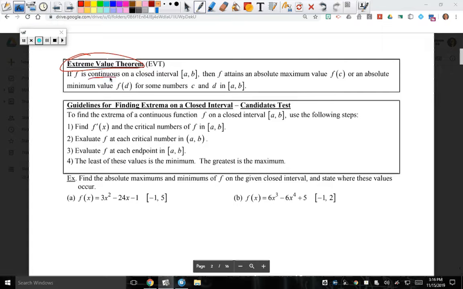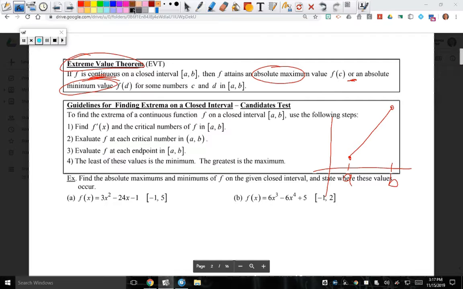If f is continuous on A to B, then the function attains an absolute max and/or an absolute min for some value of C between A and B. Did I just draw a continuous function? Yes. I could say this is A, and this is B. Looking at this, do you see a max? Where's the max at? At x equals B, right? Where's the min at? X equals A. So extreme value says if it's continuous, then it will have a max and it will have a min. You with me? That's all that is.